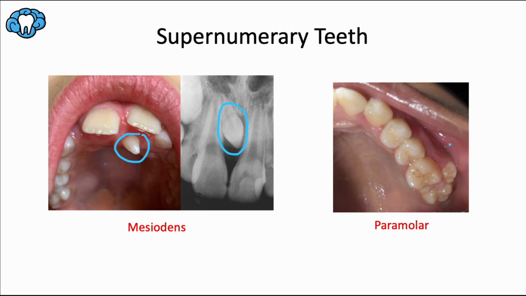The next most common supernumerary tooth is a paramolar, which is an extra molar. I suppose you could call it a fourth molar, and it's usually very small and located either buccal or palatal to one of the maxillary molars.